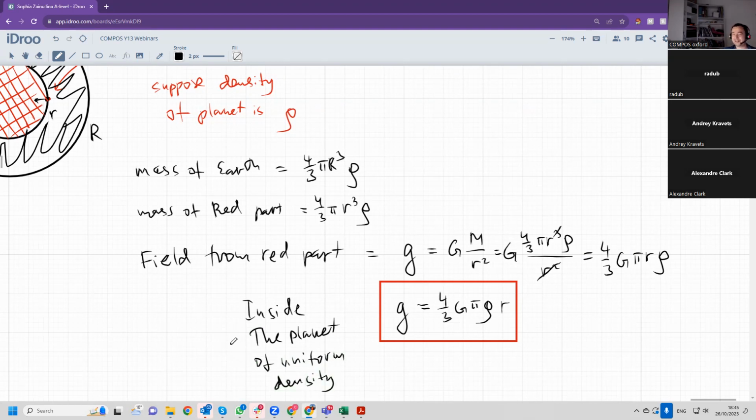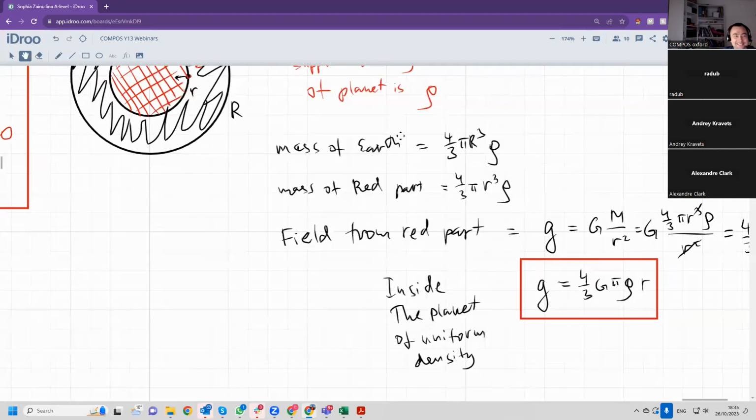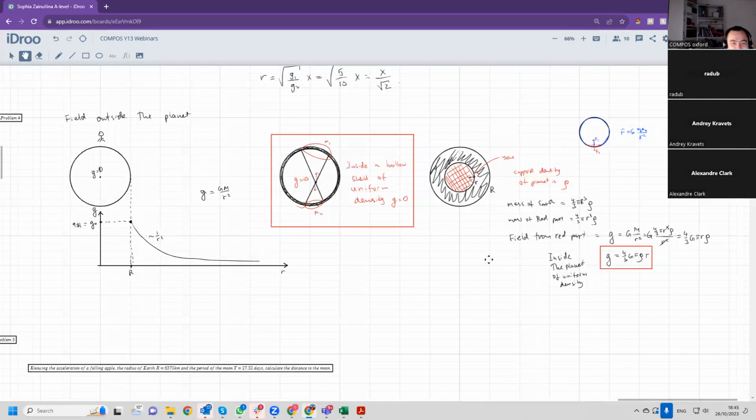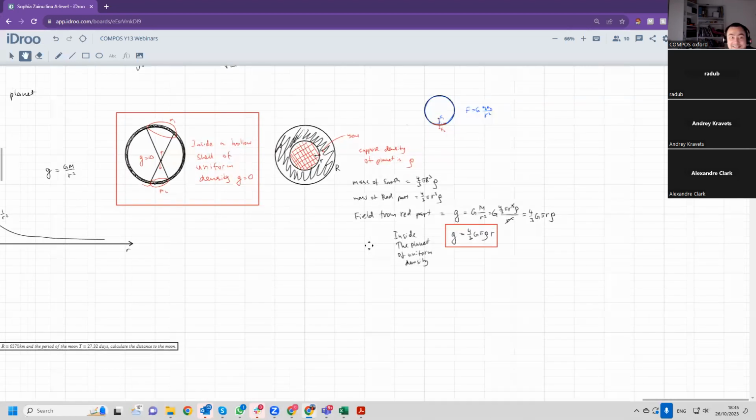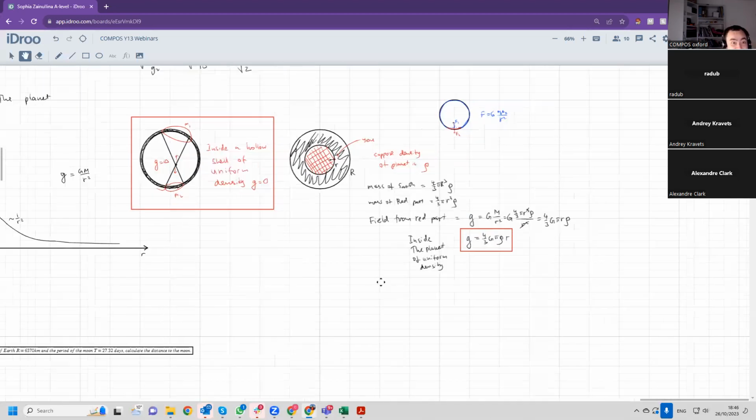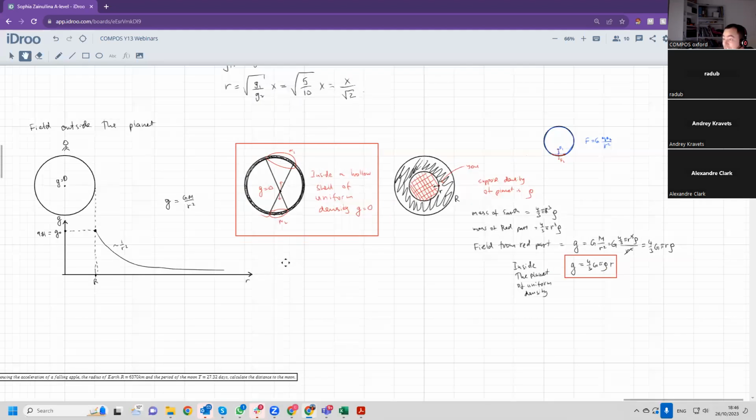What is the significance of that? Come on, anybody, anyone. The field is directly proportional to the radius. Exactly. The field is directly proportional to the distance from the center. And this is like a wow. How come? Outside the planet, it's inversely proportional to the radius squared, but inside the planet, it's linear.